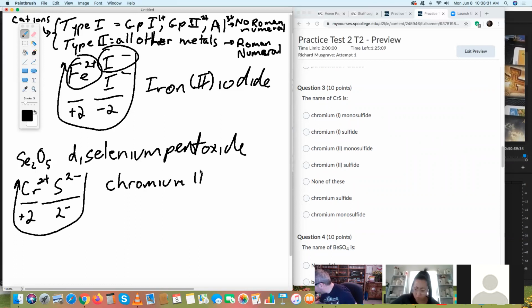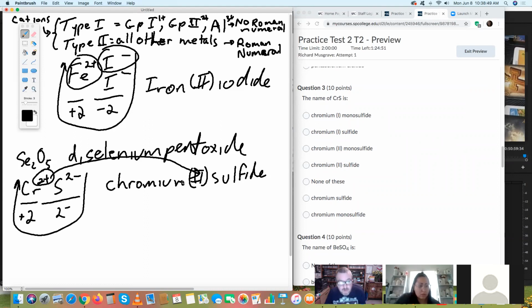(II) sulfide. Oops. I got a little lost there.